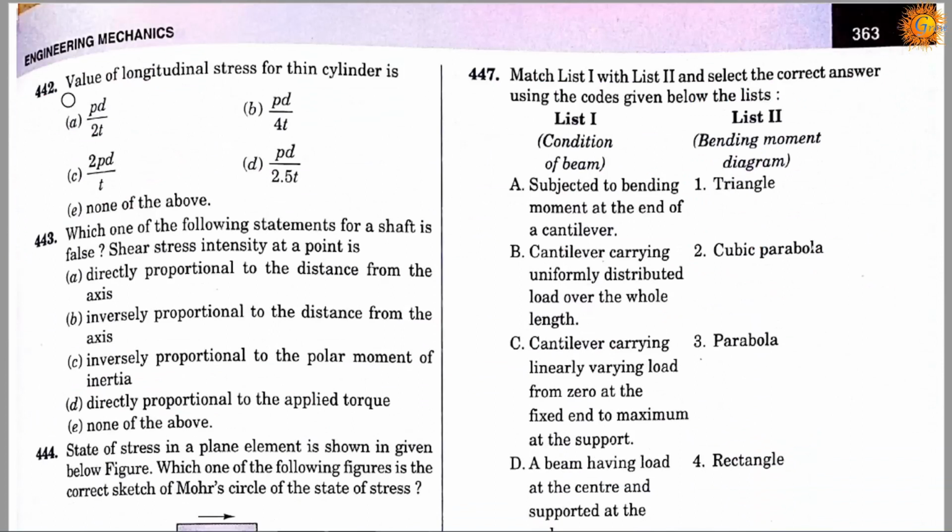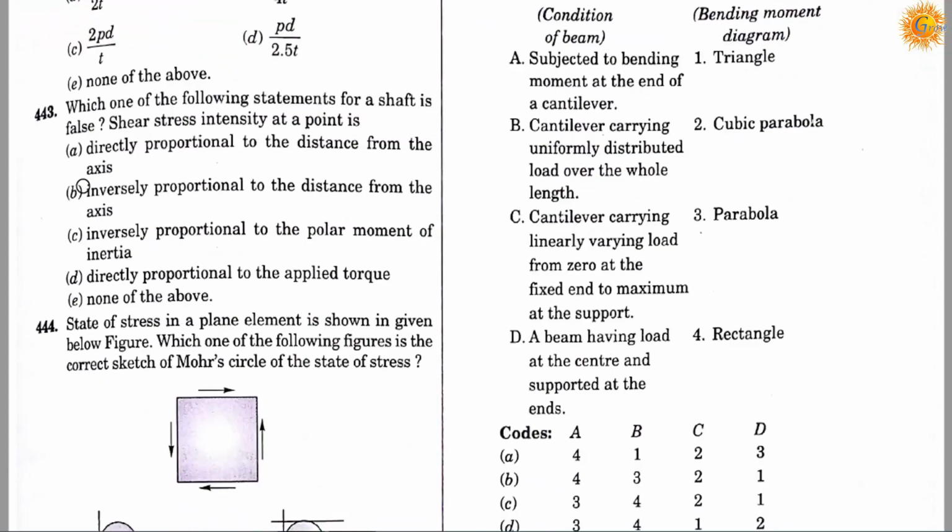Question number 442. Value of longitudinal stress for a thin cylinder is option A PD upon 2T, option B PD upon 4T, option C PD upon T, option D PD upon 2.5T, and option E is none of the above. Correct answer is B, it will be PD upon 4T.